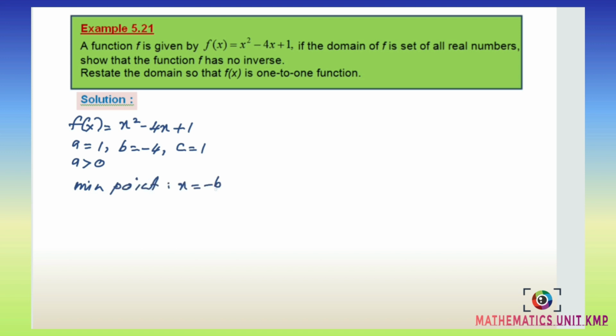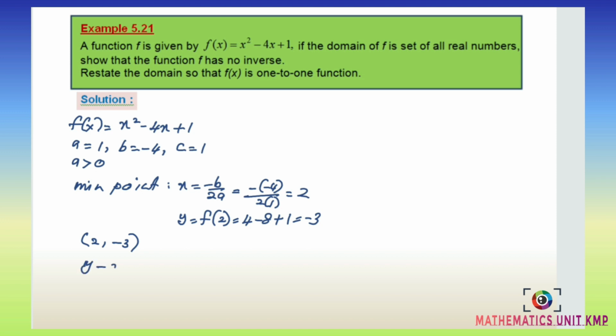x equals negative b over 2a, equals negative times negative 4 over 2 times 1, equals 2. And for the value of y, substitute the value of x into the function: 4 minus 8 plus 1 equals negative 3. Therefore, the minimum point is at (2, negative 3). And the intercept on the y-axis is at y equals 1, referring to the value of c.